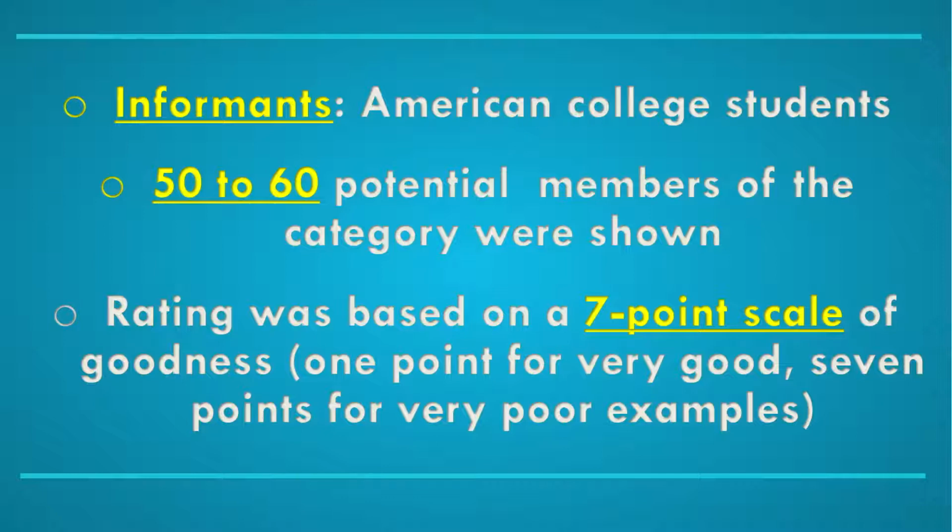Now, prototypicality ratings. So, Rosch worked with American college students. She and her team presented 50 to 60 potential members of different categories. And she asked the participants to rate on a 7-point scale of goodness what each potential member should receive as a scale, where 1 point is for very good and 7 points is for very poor examples.